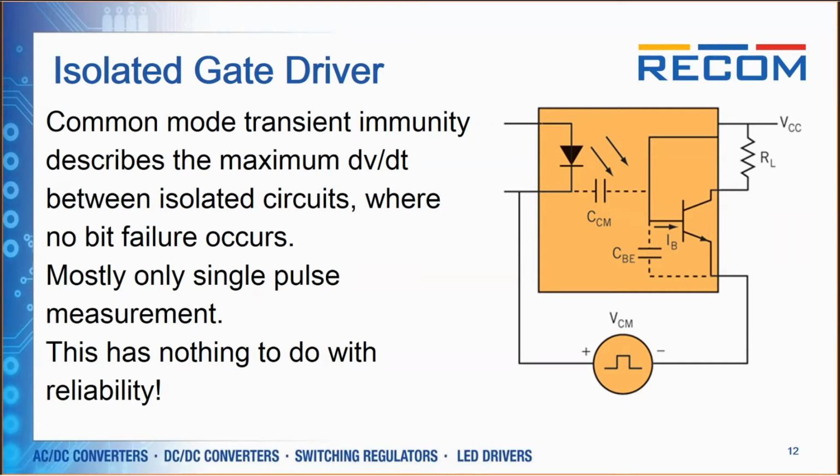Here I have an example. It's an opto gate driver, and this is therefore a photodiode on the primary side and a phototransistor on the other side. When you now apply a voltage change between primary and secondary side, you also have current flow through the parasitic capacitances. And if the dV/dt is too high, the current is high enough that the transistor on the secondary side gets false information. So this maximum common mode transient immunity tells you where the information on the secondary side is what you have on the primary side. It has nothing to do with reliability.